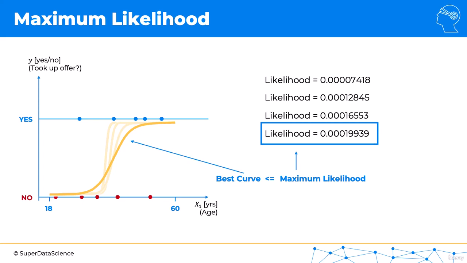And that's how maximum likelihood is calculated, and that's how the best fitting curve of logistic regression is found.